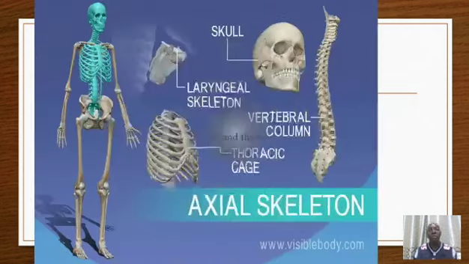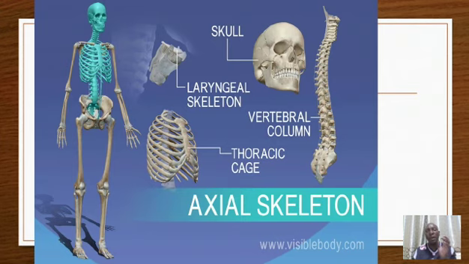So in summary, the axial skeleton is made up of the skull, vertebral column, and the rib cage. Look at it in blue. That part of the skeleton in blue is what we are calling the axial skeleton. Then here it has been modified.